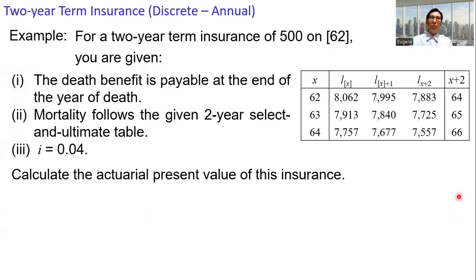Another example, 2-year term insurance, death benefit 500, issued to an individual at age 62. The death benefit is payable at the end of the year of death. We have the 2-year select and ultimate table. i is 0.04. Calculate the APV of this insurance.